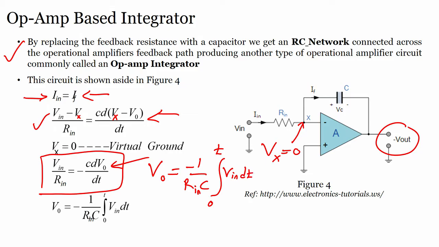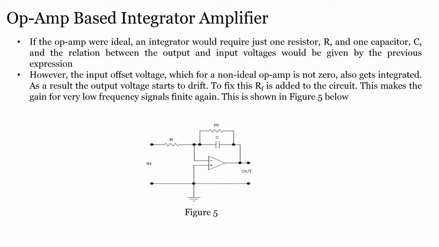So, this is the formula for your integrator. Now, this is the ideal situation where you will put a capacitor C and you will have resistor R in and you will find everything working well. But in an actual operational amplifier, when you use it as an integrator, you will not find the ideal situation. That means the input offset voltage, which is for a non-ideal op amp, is not 0. We have seen input offset voltage, right.